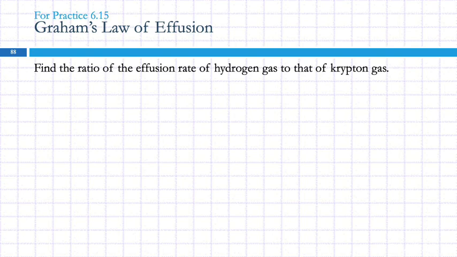So, there may be a question on the exam like this. Find the ratio of the effusion rate of hydrogen gas to that of krypton gas. So the rate of hydrogen, let's call that rate H2, and the rate of krypton we'll call rate Kr. I think one of the hardest things about these problems is figuring out what the question's really asking us to do. So it wants the ratio of hydrogen to krypton. So that would be the rate of hydrogen divided by the rate of krypton.